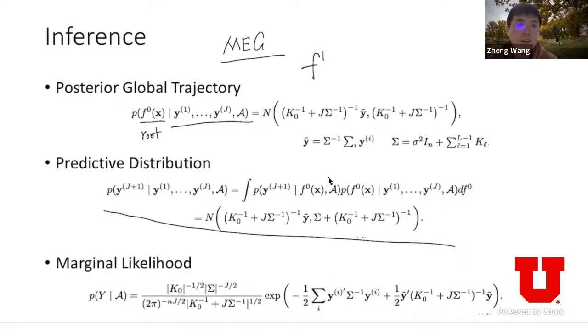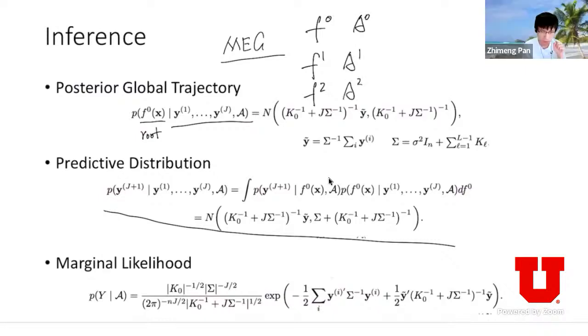F1 means the function value of the first level, and F2 means the second level. F0 corresponds to the partition A0. And okay, what is Y1 to Yj?